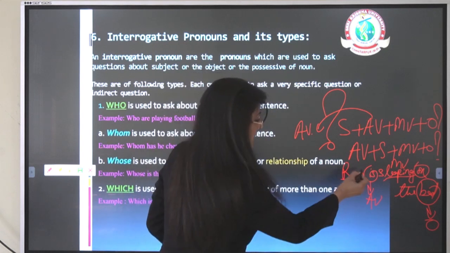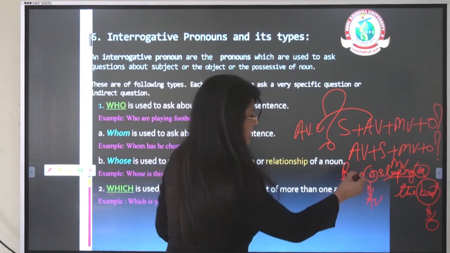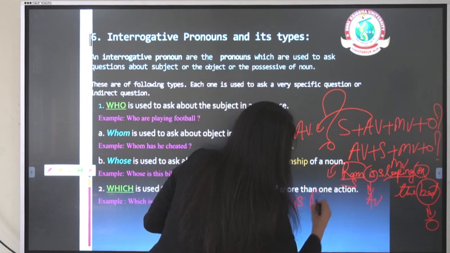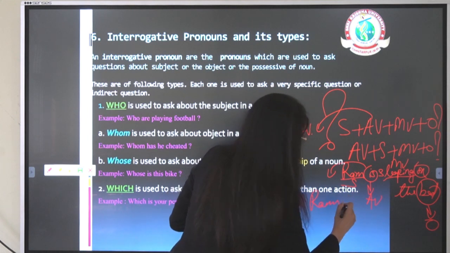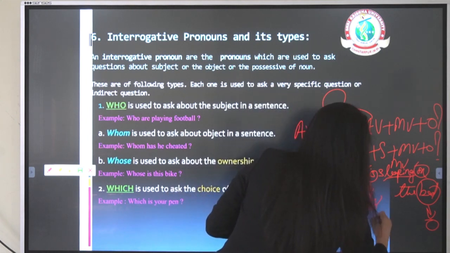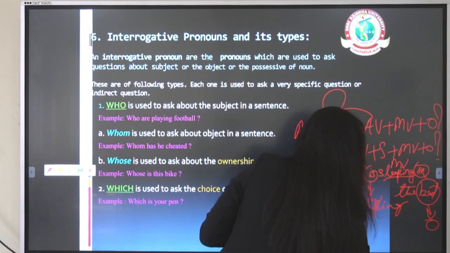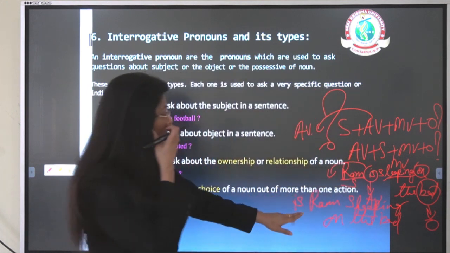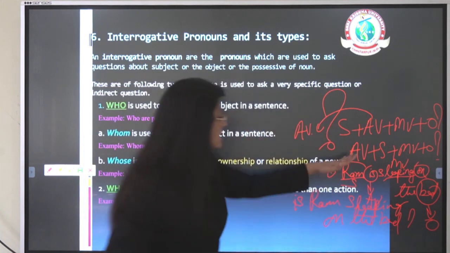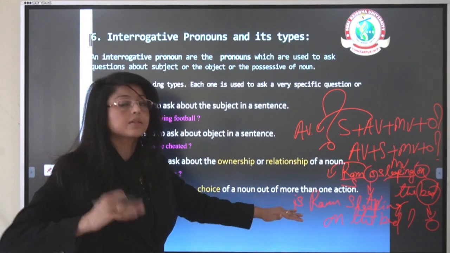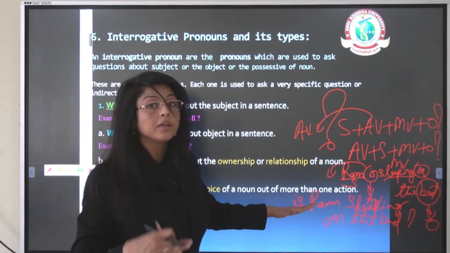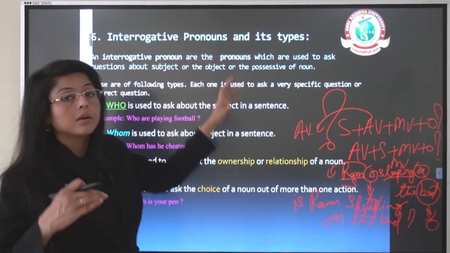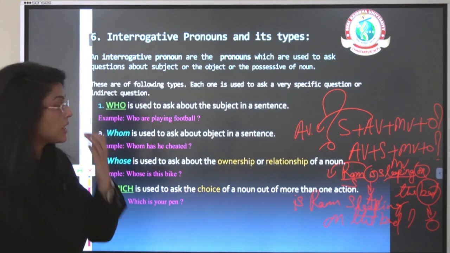So when you put this auxiliary verb in front of the subject, it becomes: Is Ram sleeping on the bed? And then a question mark. The same sentence, Ram is sleeping on the bed, becomes Is Ram sleeping on the bed? The same sentence becomes an interrogative, a question sentence. So this is how you convert the basic sentence into an interrogative sentence.